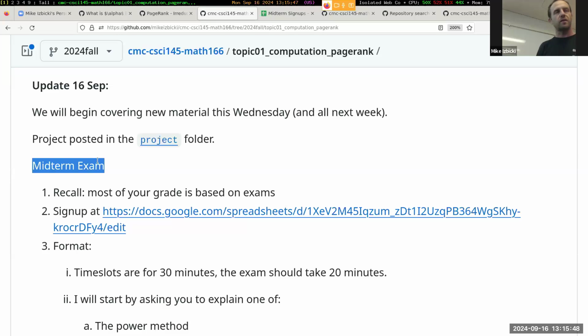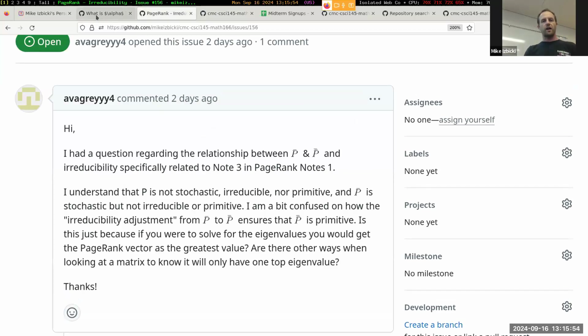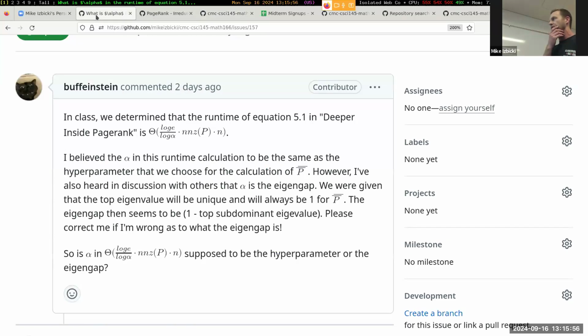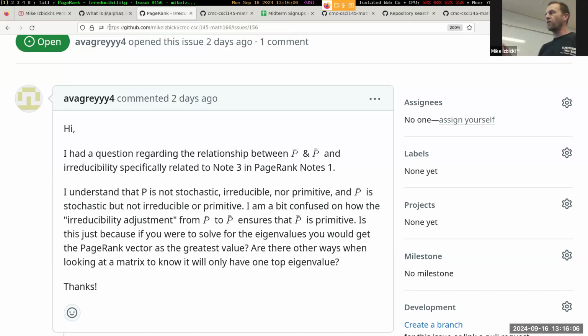Before doing that, though, I want to start with two issues that were posted over the weekend. Very good questions here, and make sure that those get answered. Both of these two issues are very closely related, so I'll basically answer them in one go here. They're both related to the alpha value, or this primitivity, or the different eigenvalues of our p-bar matrix.